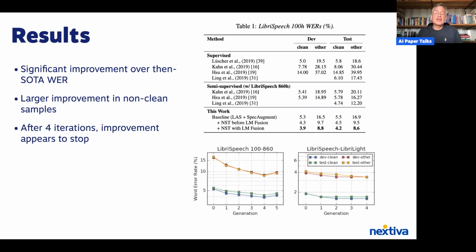And that's something that you would expect, given that what you're basically doing here in noisy student training is making your model more robust against non-clean data. So you're making it into a more robust model. Another interesting observation is that after about 4 iterations, the improvement sort of stops.